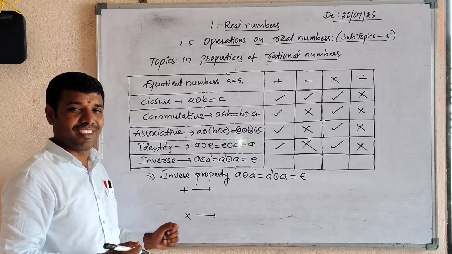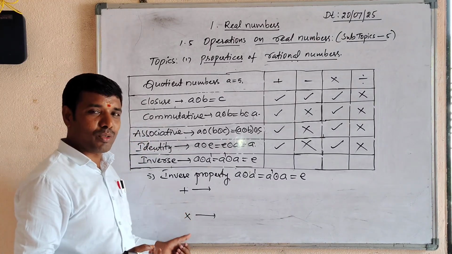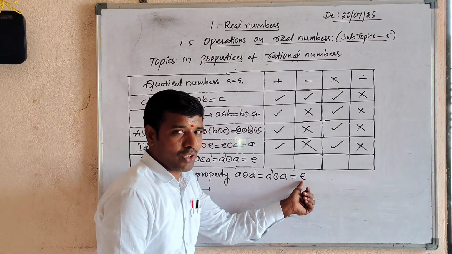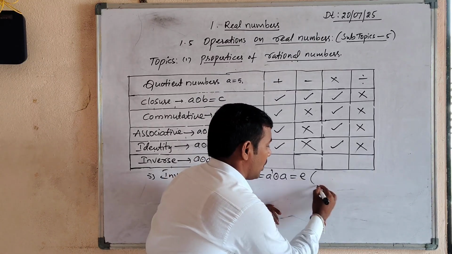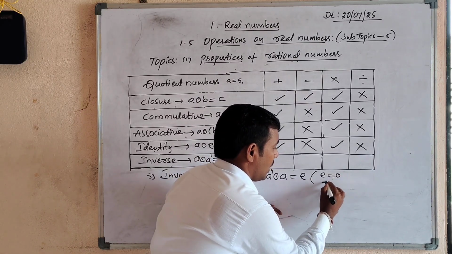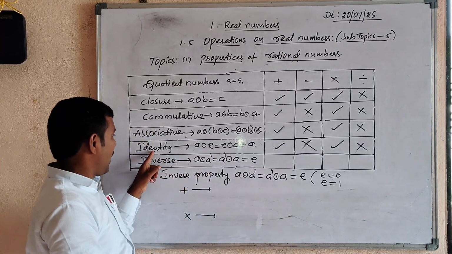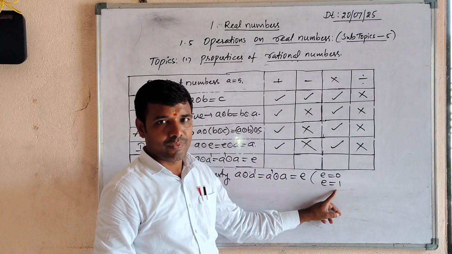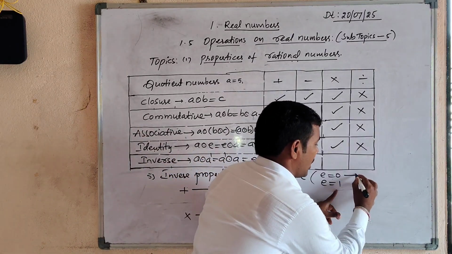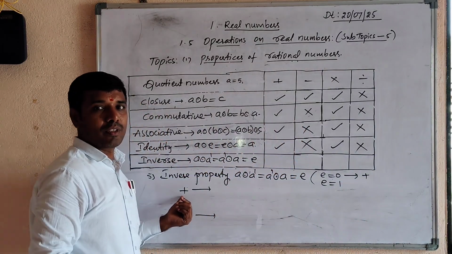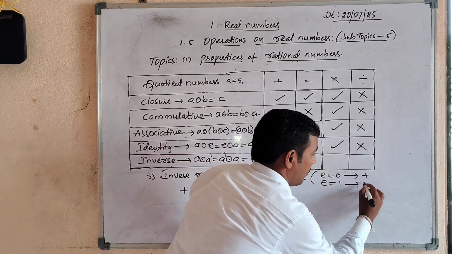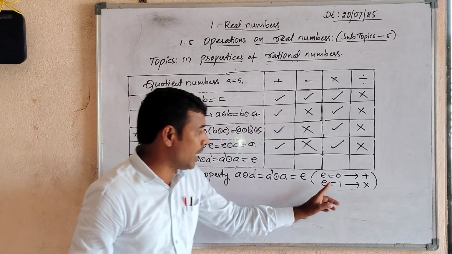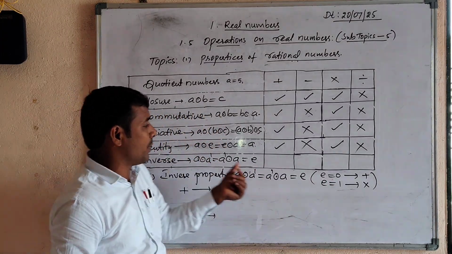Sir, why sir? It is the common question students ask. Why? Because of the E value. In the E position we got two figures, E value 0 and E value 1. In the identity property we listed that the E value is 0 and the E value is 1. 0 is under the addition concept, that's why addition. And 1 is under the multiplication concept, that's why multiplication.